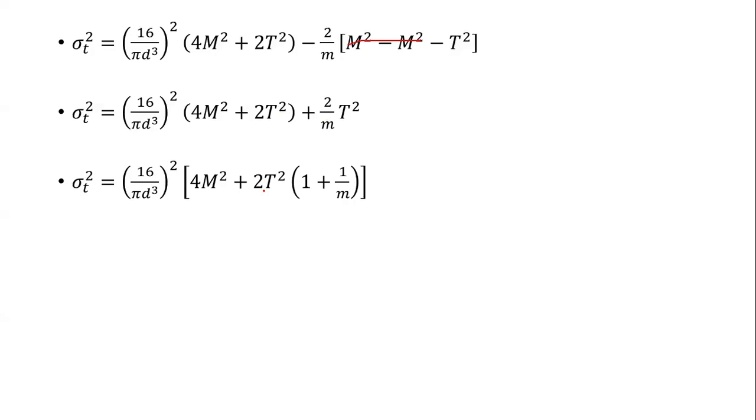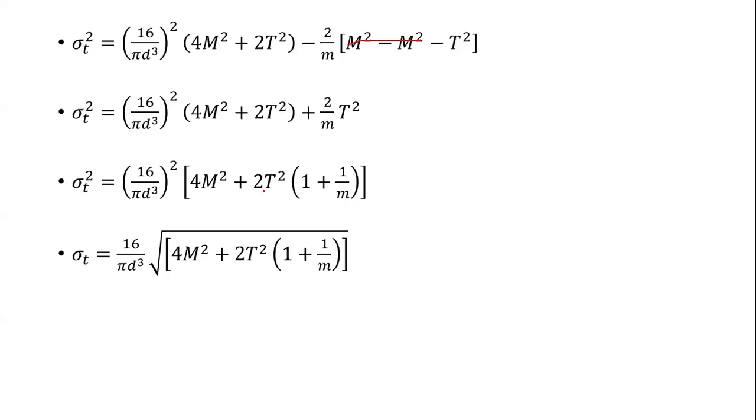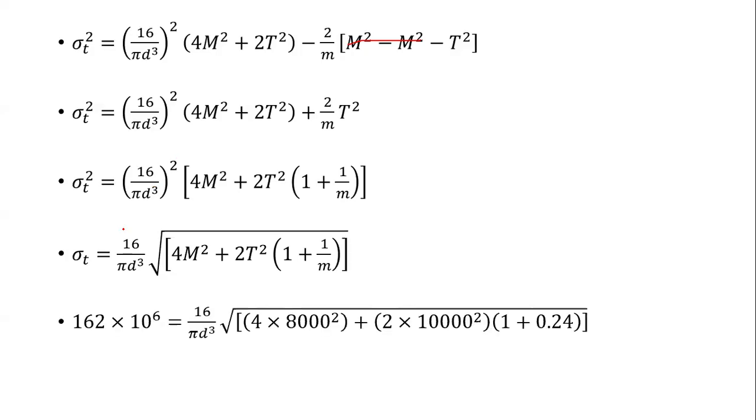Then we can now proceed. With this, we want the square root. Introduce square roots on both sides because we want the stress t to be alone like that. So everything else here is under the root, but 16 over pi d cubed squared cancels with the square root, so it remains the normal number like that.